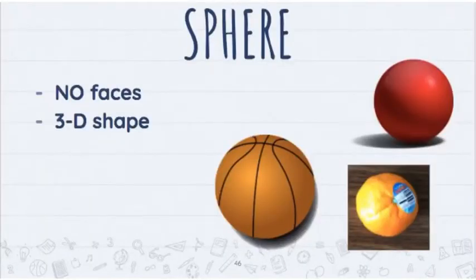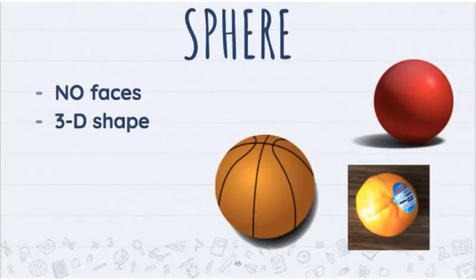Our first shape is a sphere. A sphere has no faces. That means it does not have any sides and no vertices. It does not have any corners, just like a basketball or a cutie. Can you find different spheres in your house?